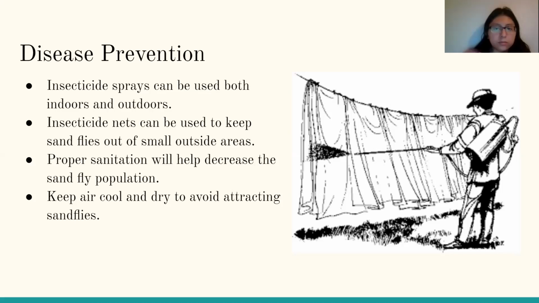Proper and routine sanitation will also reduce the sandfly population in both inside and outside areas. This can be done by making sure food and drinks do not sit out. Standing water should also be avoided, and any leaks should be fixed to avoid attracting bugs. Proper sanitation is convenient for the person trying to control the bugs and keeping bugs away. However, it is not always the most effective.